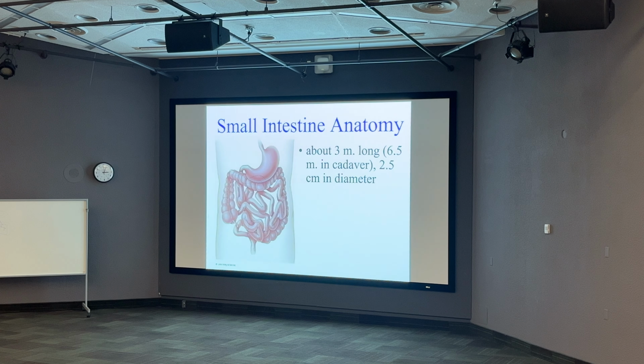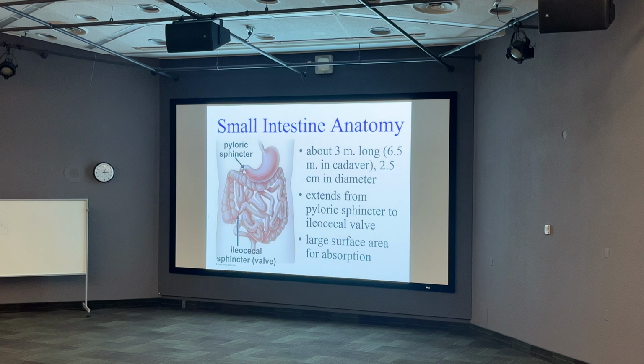Once you're dead, you don't have muscle tone anymore. So all of that muscle relaxes, meaning that you're now going to have a longer intestine than when you were alive. It's about 2.5 centimeters in diameter. So again, about the same diameter as the trachea. We said that the trachea was about 2.5 centimeters in diameter. The spinal cord is about 2.5 centimeters in diameter. And now the diameter of the small intestine is about 2.5 centimeters. It seems to be a recurring diameter.